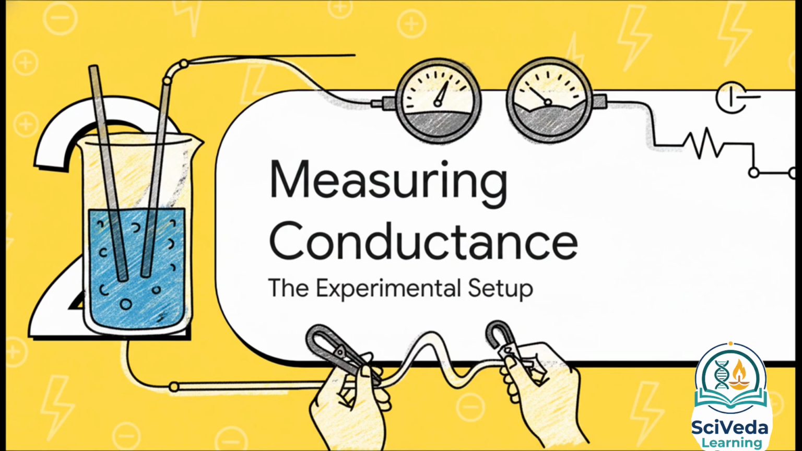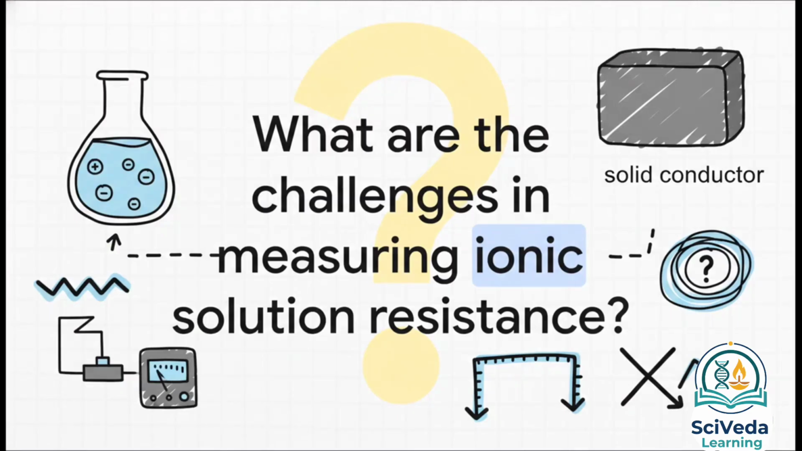Okay, so we've got our definitions down pat. But theory is one thing, and practice is a whole different beast. How do we actually measure this stuff in a liquid? It's not like you can just clip an ohm meter onto a beaker of salt water and call it a day, right? So, measuring the resistance of an ionic solution throws a couple of unique curveballs at us, things we just don't have to worry about with a solid wire. And we've got to figure out how to solve these problems before we can get any kind of accurate reading.